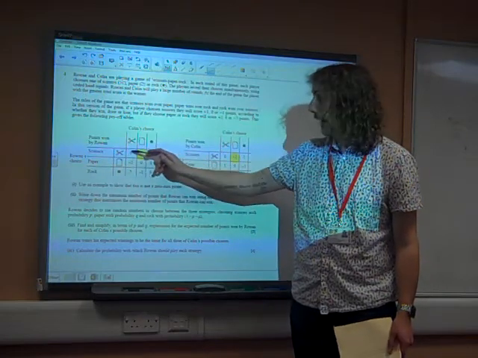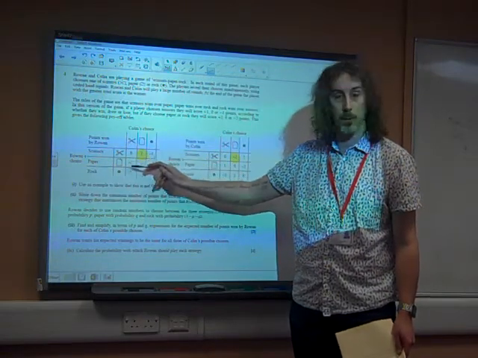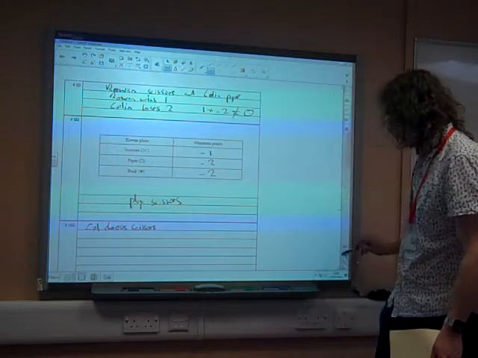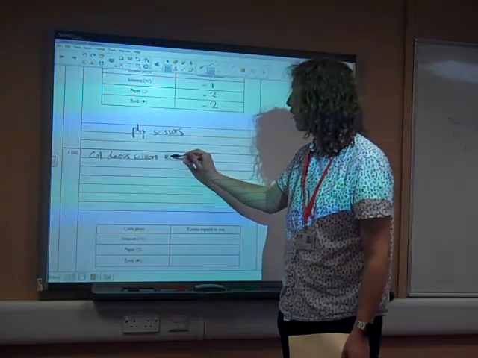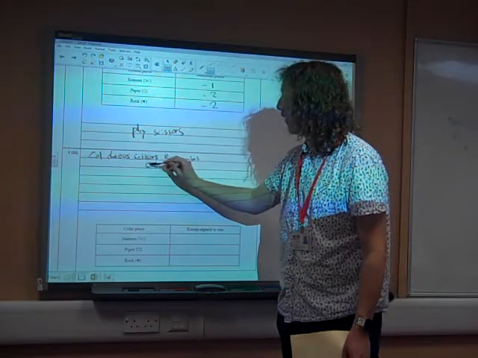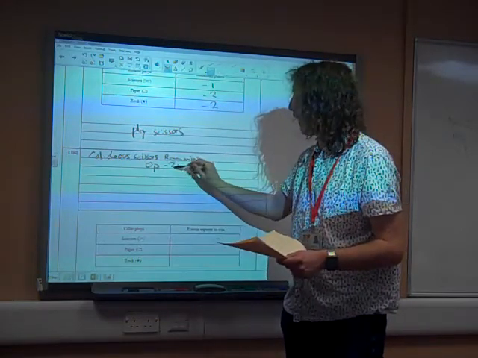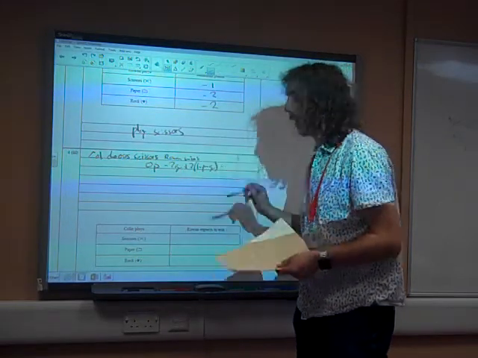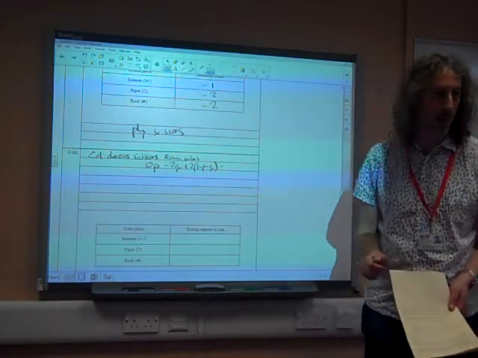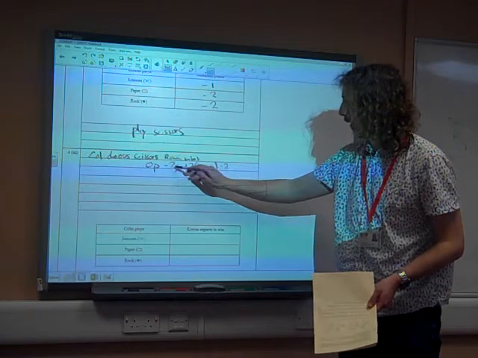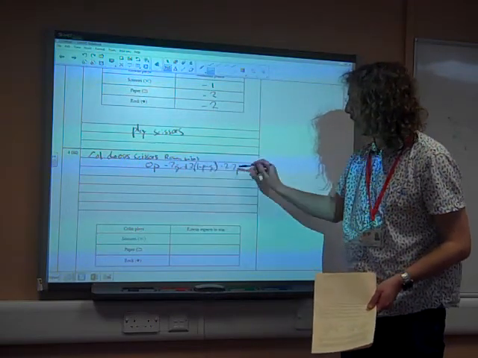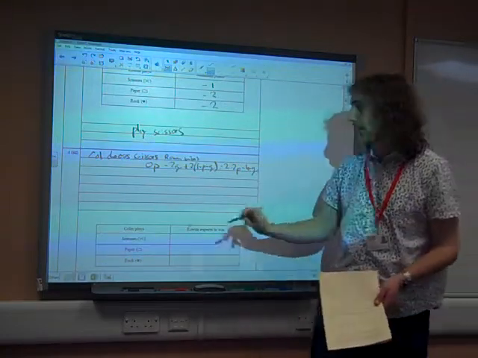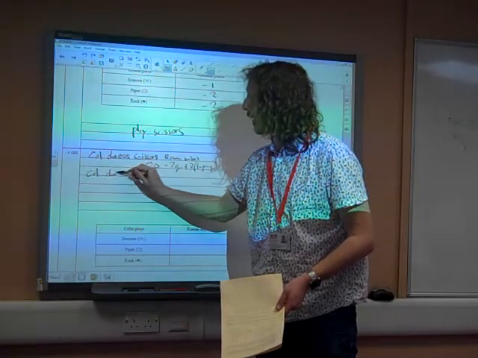So if Colin chooses scissors, it's 0 for P, -2 times Q, plus 2 times the other bit. So Rowan wins (0p) minus 2 times q plus 2 times (1 minus p minus q). If you collect together like terms, it gives you 2 minus 2p minus 4q. So that's our answer for that one. The next thing to work out is the same thing with Colin choosing paper.